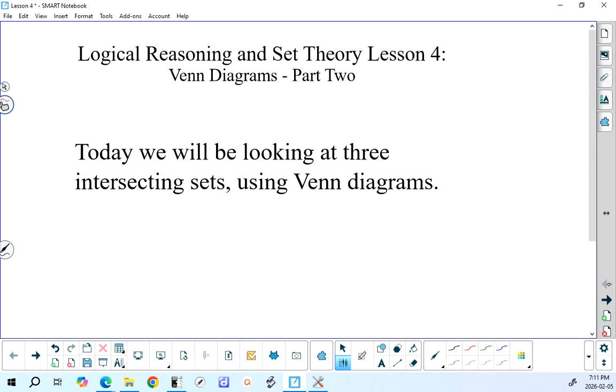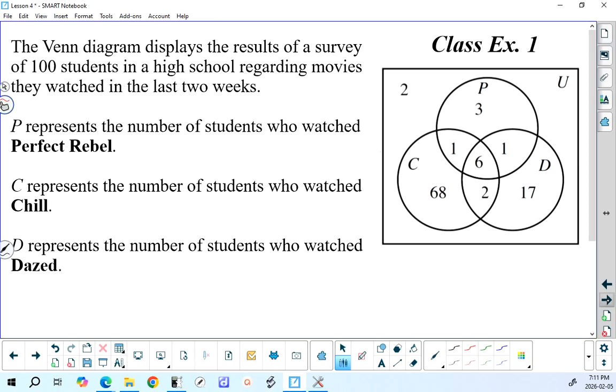This is Lesson 4 in Unit 1, which deals with logical reasoning and set theory. We're going to be looking today at Venn diagrams. Yesterday we had a lesson on Venn diagrams that was quite extensive. Today's lesson is not going to be nearly as long, but it will involve intersecting sets where there are 3 sets. Yesterday we were looking at Venn diagrams where you had 2 intersecting sets. This time we are going to have 3. Let's take a look at the first example.